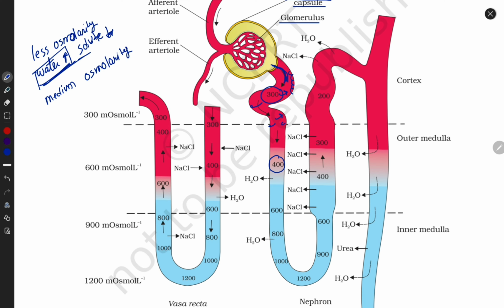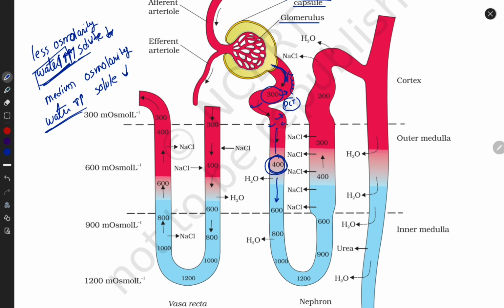It means the water level is still high and the solute level is still low. Here the water level is super high, but here the water level is only high, not extremely high, because it is absorbed by the PCT. Now the filtrate moves further. Here its osmolarity is 400, and it moves further.